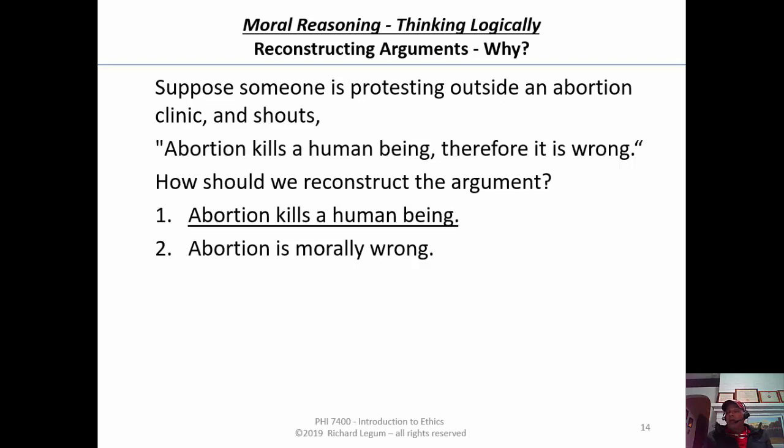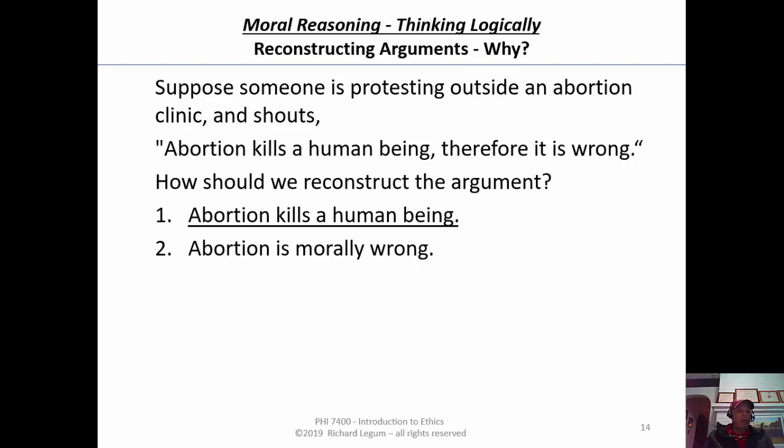Well, did you think the logic was good? The logic was bad. And remember, we're not talking logic and common sense. We're talking about the relationship between the premises and the conclusion. That is, necessarily, if the premises are true, the conclusion is also true. And I'm going to suggest that the inference is not valid. From the fact that something kills a human being doesn't make it morally wrong.